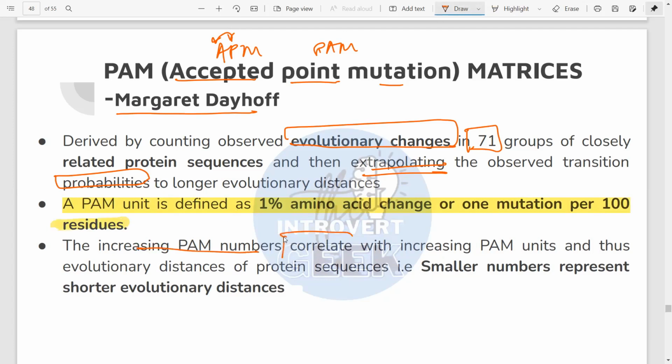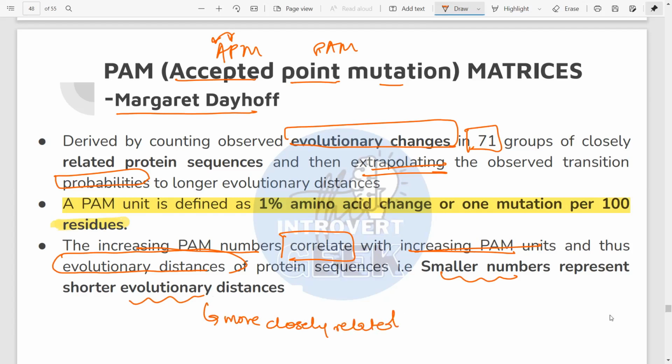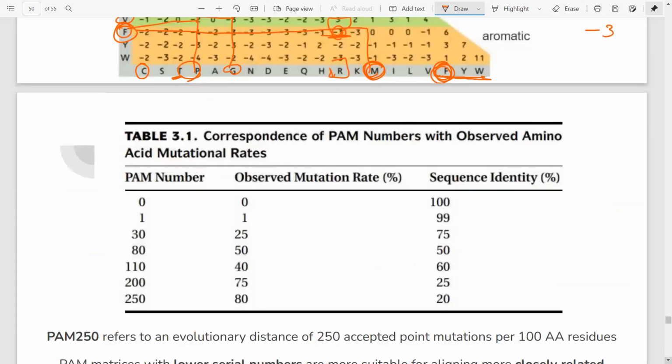A higher PAM number correlates with increasing PAM units. So the higher the PAM number, 10%, 20%, the more the increasing PAM units, and therefore the greater the evolutionary distance. Smaller numbers mean a shorter evolutionary distance, meaning they are more closely related. I can show you an image to make this idea clearer in your mind.